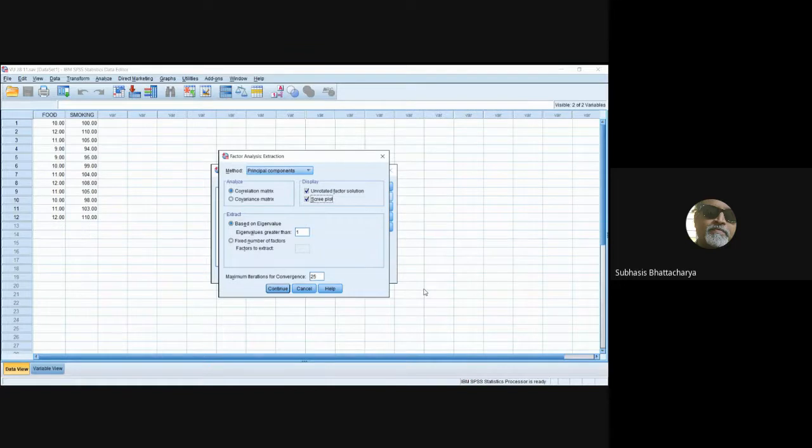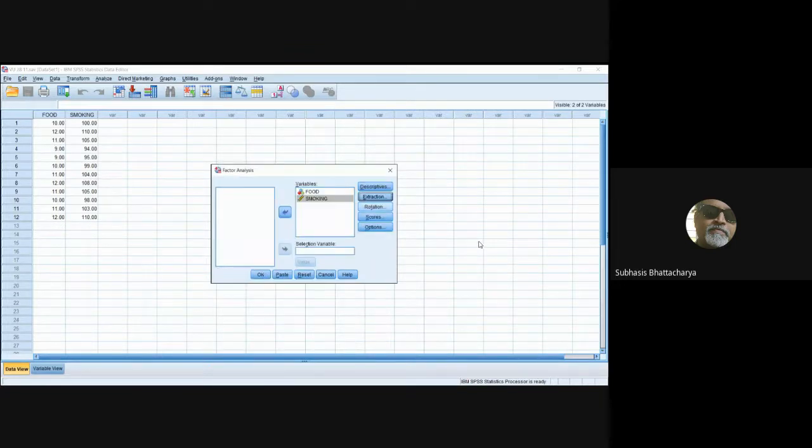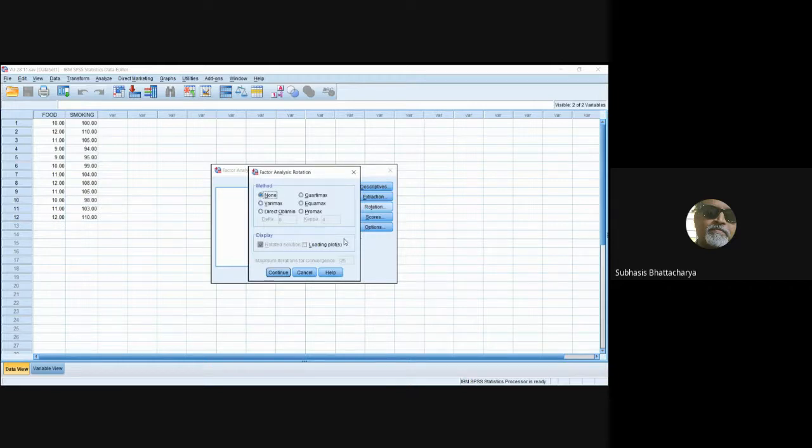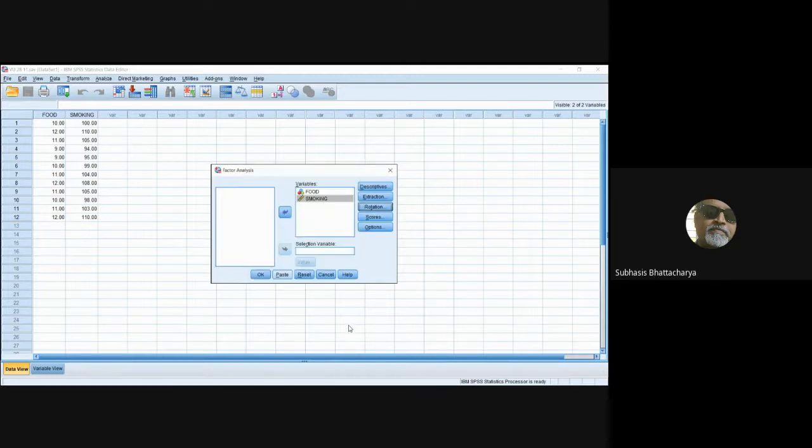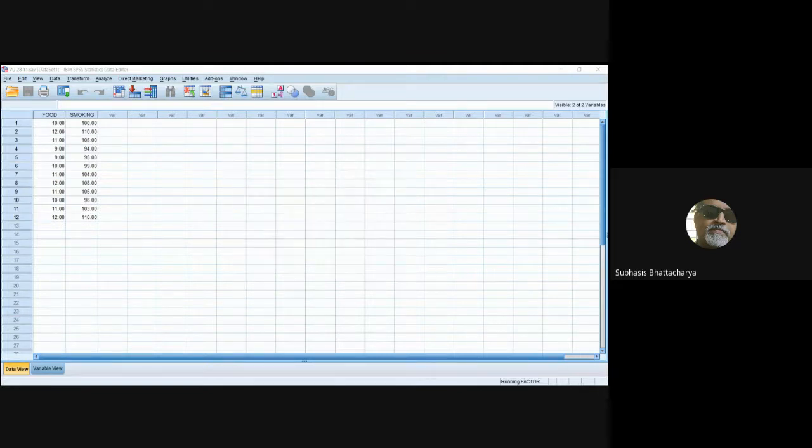This is the scree plot, and then continue, and then rotation, where we follow the varimax rotation, and you can do equamax or quartimax rotations. Then continue, then scores, it is okay, and display the factor score coefficients, continue, and it is done. So click on OK. This is the output table, that is one correlation matrix, and the value of the KMO.